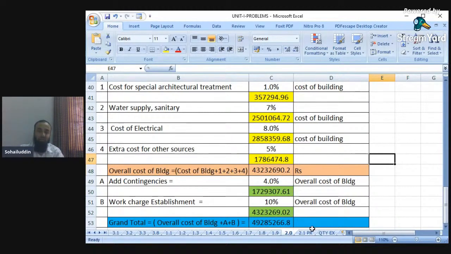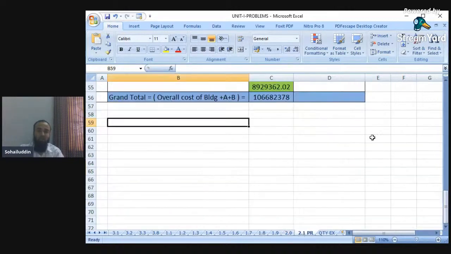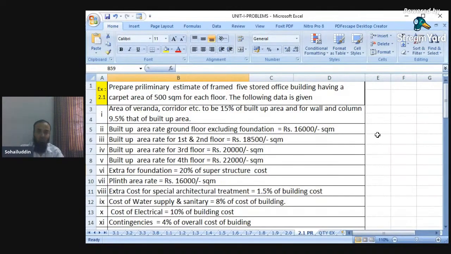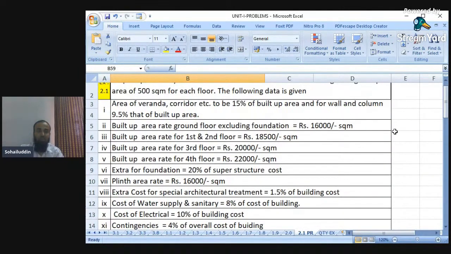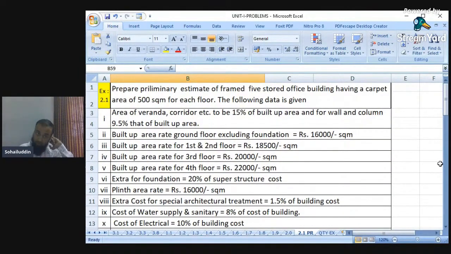The data is somewhat different, but it is to be recorded in the record books. It is to be written in the record books. Yes, this is example 2.1. It is to be written in the record books. Okay, so one practical we will cover.